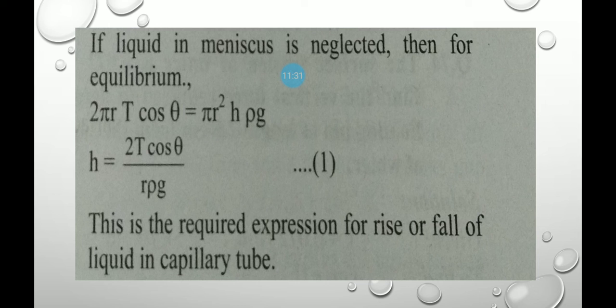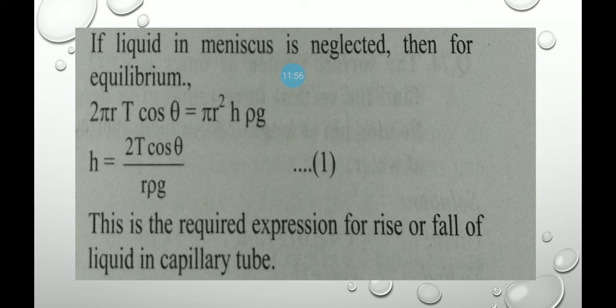Also, one thing to remember here is that from equation 1 we have concluded that h is inversely proportional to r, you know. From the equation we can say that h is inversely proportional to r, h is inversely proportional to rho, and h is directly proportional to T.